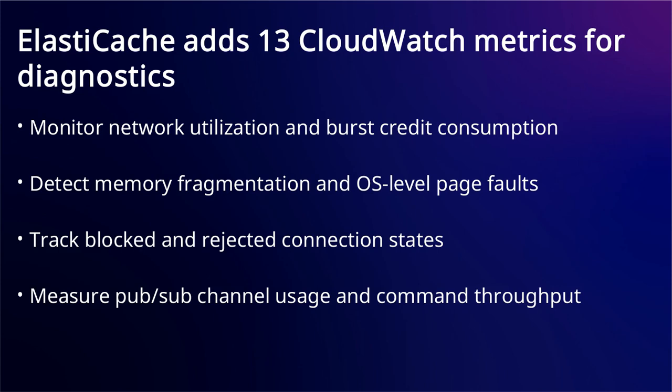You can monitor network utilization relative to instance baseline to detect when burst credits are consumed before throttling occurs. You can detect memory fragmentation that ActiveDefrag can address and OS-level page faults indicating memory pressure. You can track blocked connections waiting on commands and rejected connections hitting max clients limits. You can measure pub/sub channel usage to determine when to switch from classic to sharded pub/sub for horizontal scaling. These metrics are available at no additional cost in all regions where ElastiCache is supported.